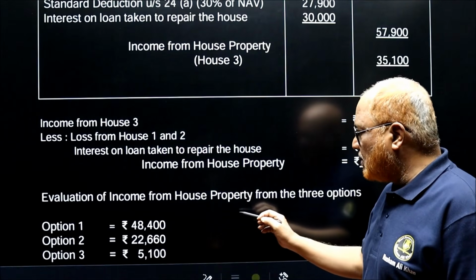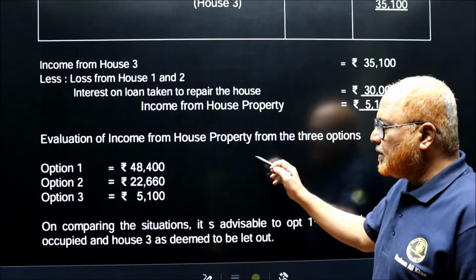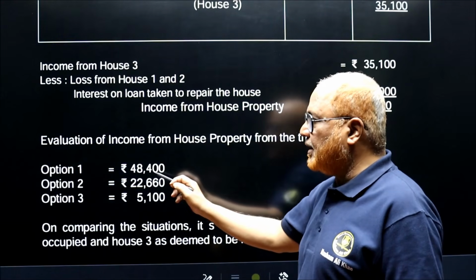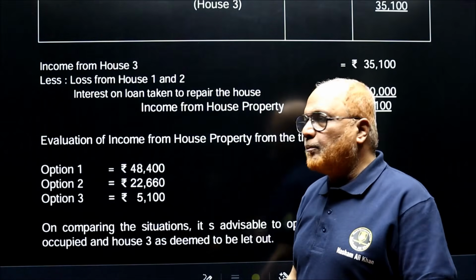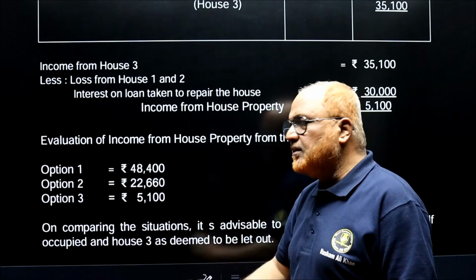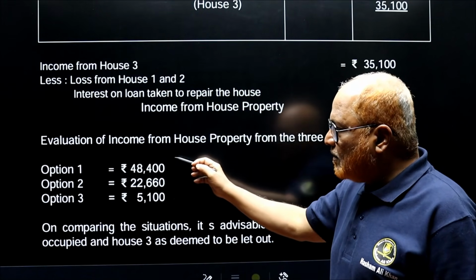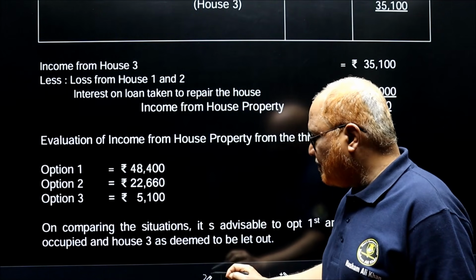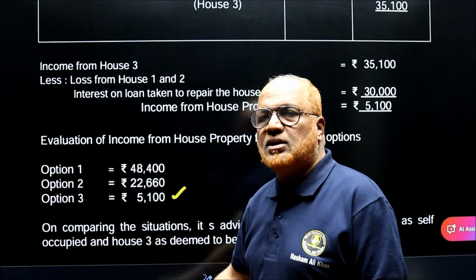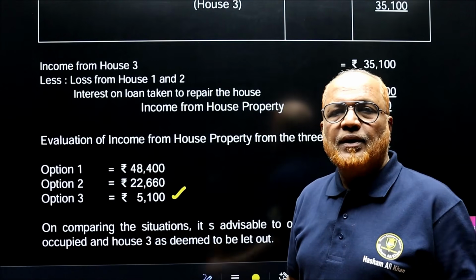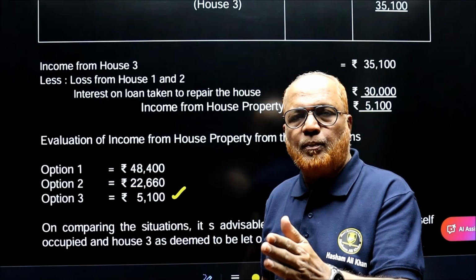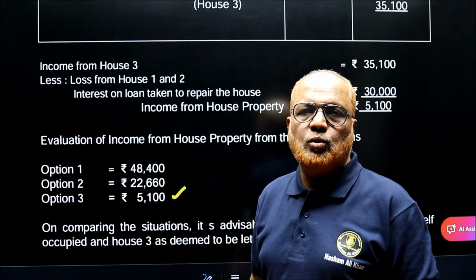Now evaluation of income from house property from the 3 options. In option number 1, the income from house property just now we have calculated 48,400. Option number 2, 22,660. Option number 3 is 5,100. So where the income from house property is the lowest, 5,100. So SSC will choose option 3. What is option number 3? First house self-occupied, second house self-occupied, third house deemed to be let out.